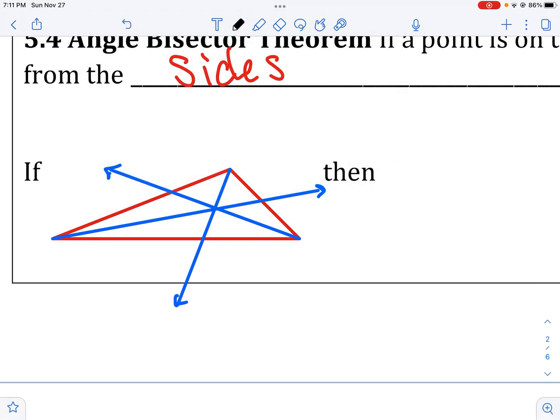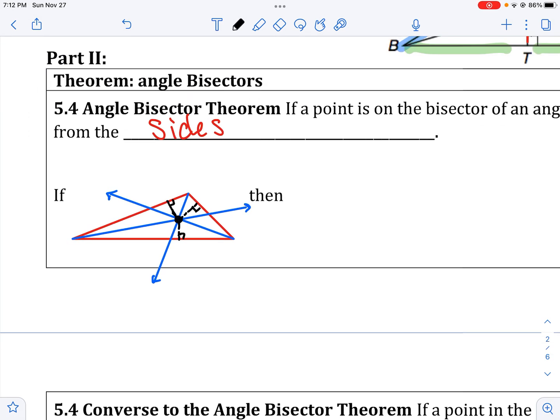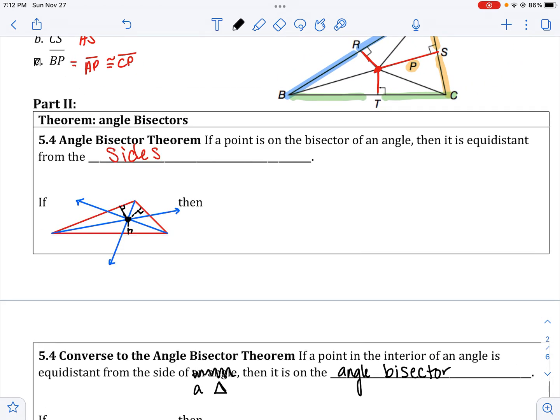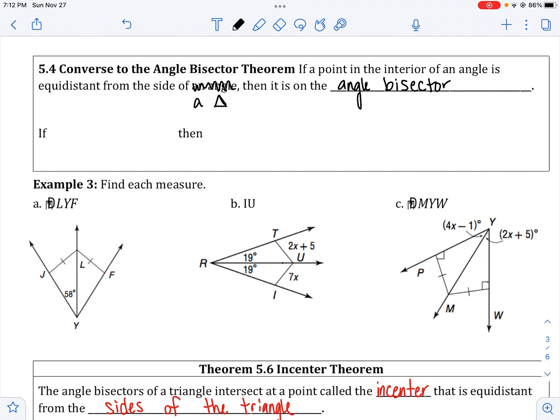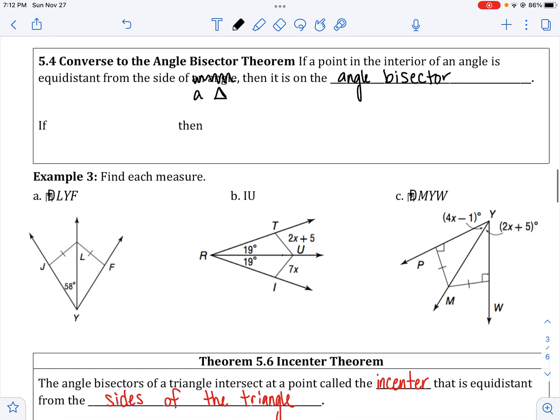So the distance from this incenter to one side would be equal to the distance from that incenter to the other side or to the third side. So the distance between the incenter and the sides would have to be the same as well. And it works in the opposite direction with the converse as well. If a point is equidistant from all the sides of a triangle, then it must be on the angle bisector. So let's look at a few problems here.